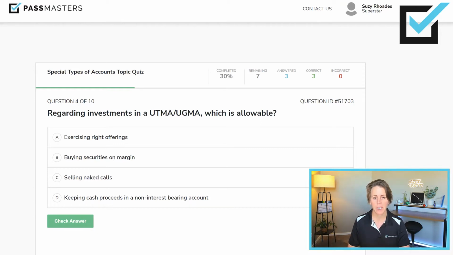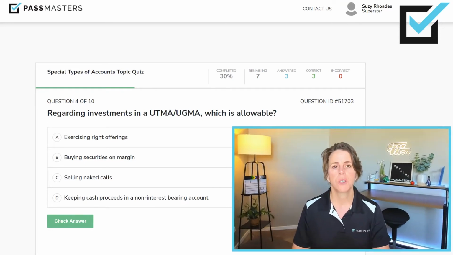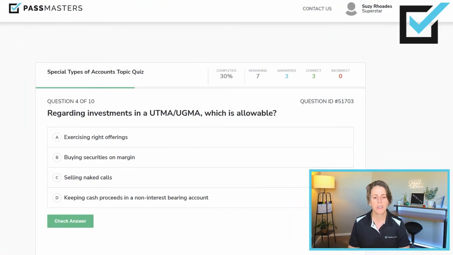Regarding investments in a UTMA, UGMA, which is allowable? UTMA, Uniform Transfer to Minors Act, UGMA, Uniform Gift to Minors Act. What your state has adopted for their law for an account for a minor depends upon your state. So some states are UGMA states and some states are UTMA states. So which is allowable? Exercising rights offerings, buying securities on margin, selling naked calls, or keeping cash proceeds in a non-interest bearing account?